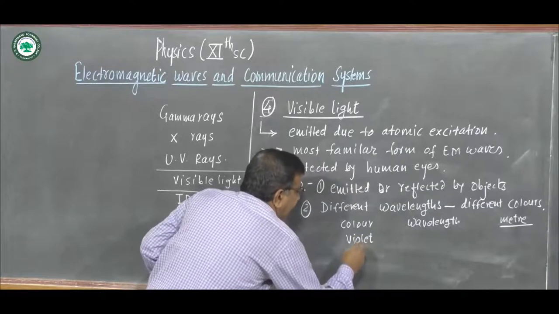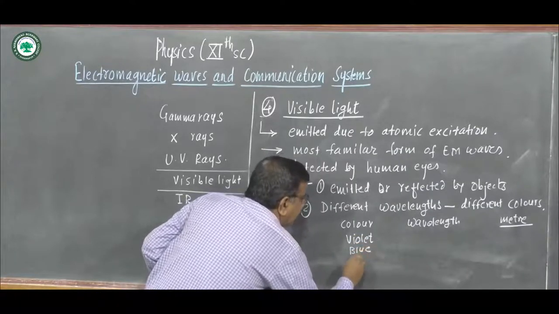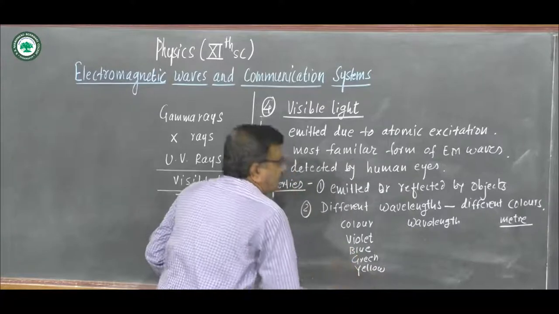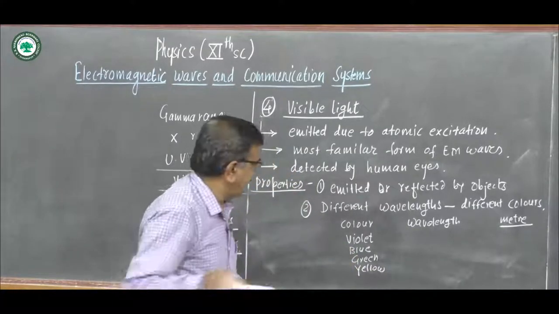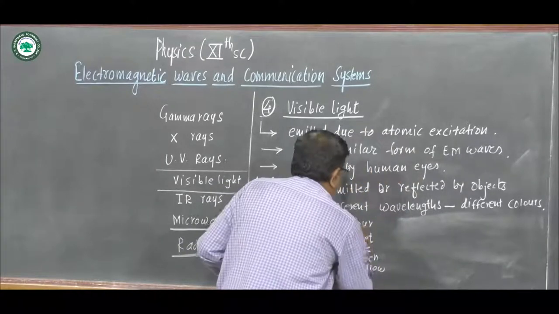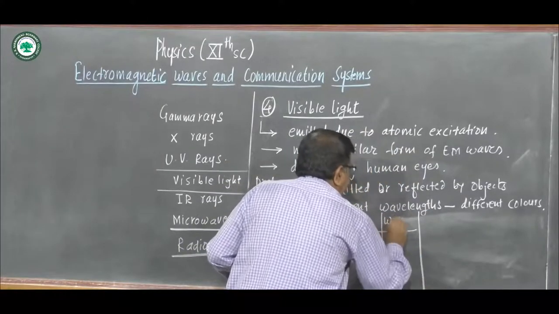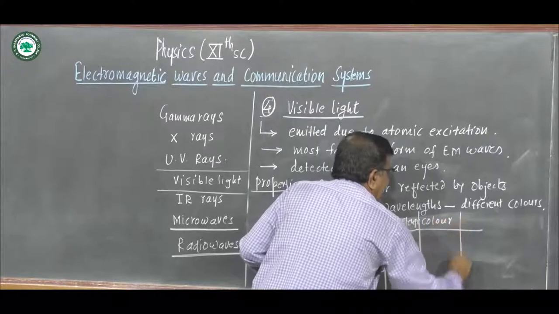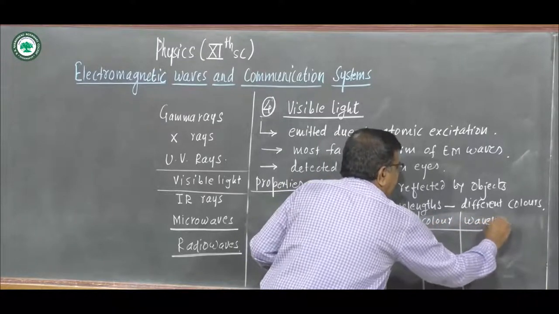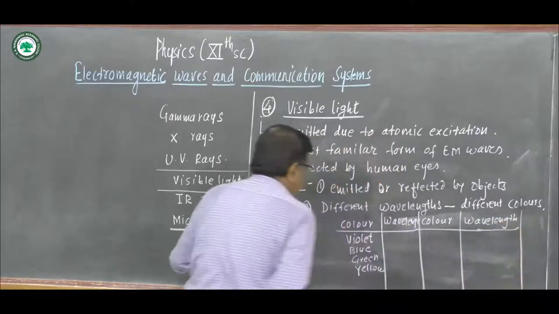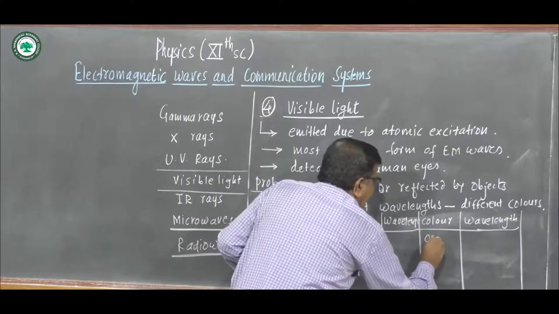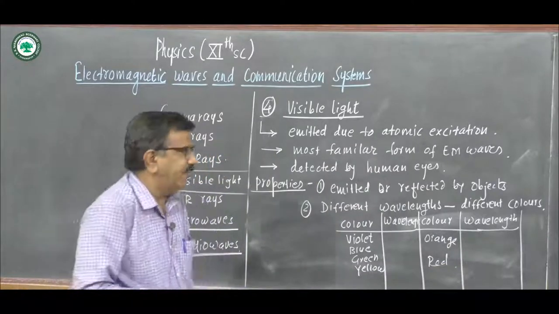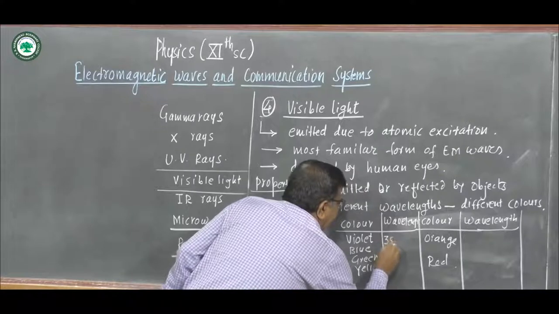We see the color and its wavelength: violet, blue, green, yellow, then orange and red. Color, wavelength. The violet wavelength lies between 380 to 450.